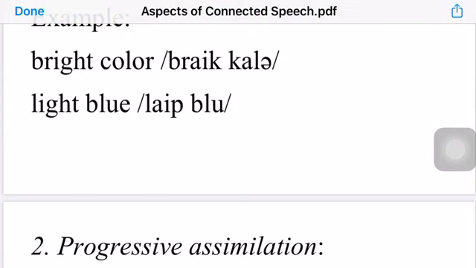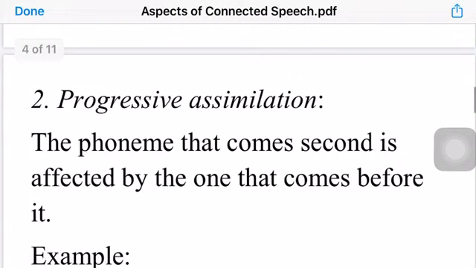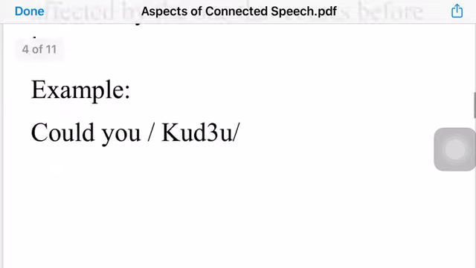من ناحية اتجاه التغيير عندنا تراجعي regressive، فالأول يصبح مثل الثاني، يعني الثاني يرجع تأثيره على الأول، لهذا السبب يسمى تراجعي. وعندنا progressive تقدمي، الصوت الأول يتقدم بتأثيره على الصوت الثاني مثل ما شفنا في could you.